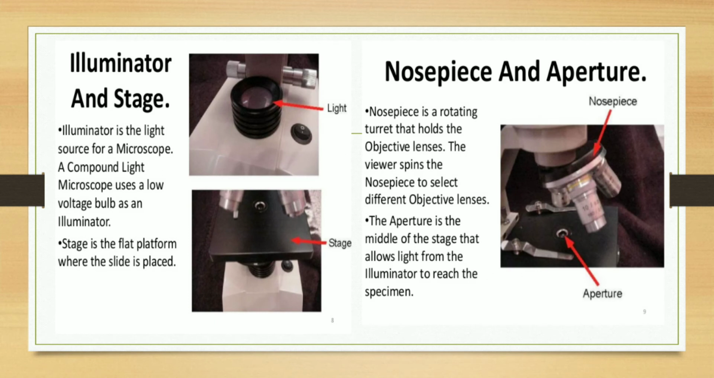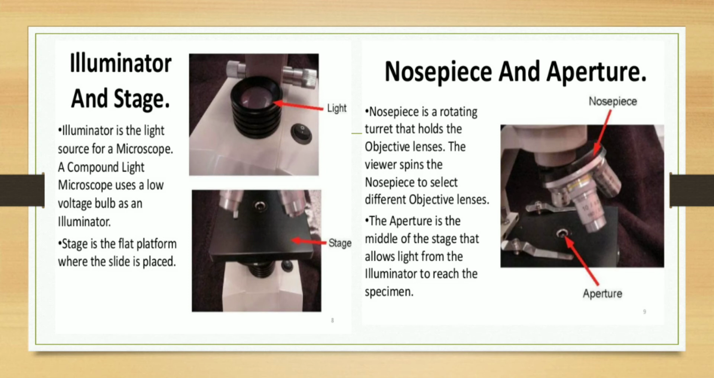Then the illuminator and stage. The illuminator is the light source of the microscope. A compound light microscope uses a low voltage bulb as an illuminator. Then the stage is the flat platform where the slide is placed.